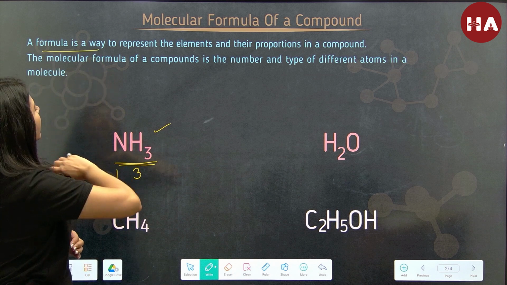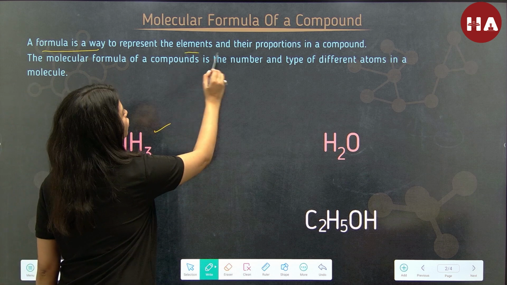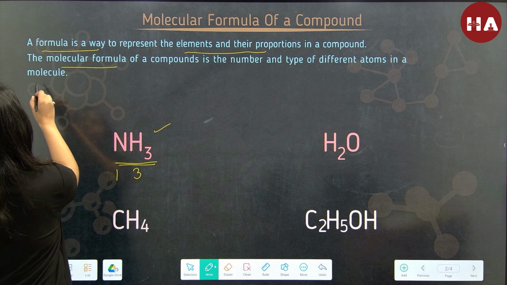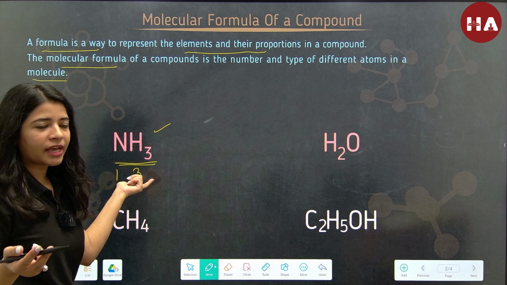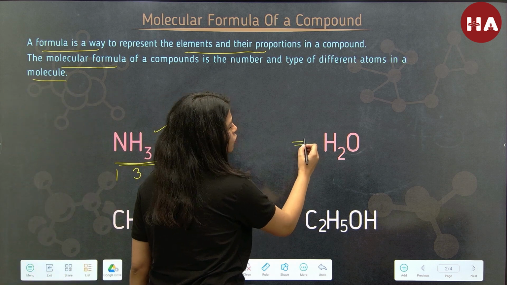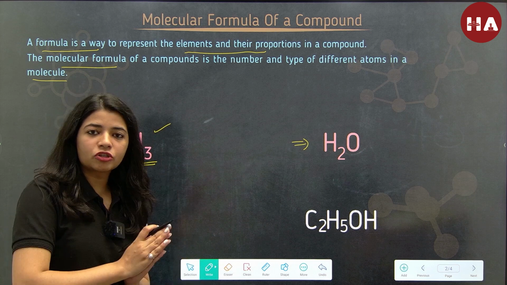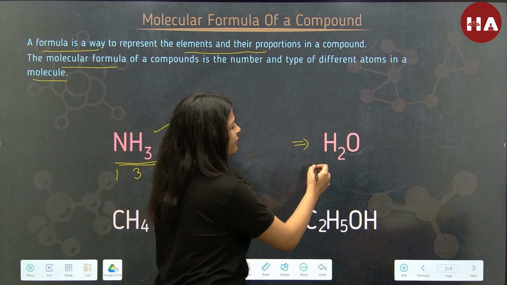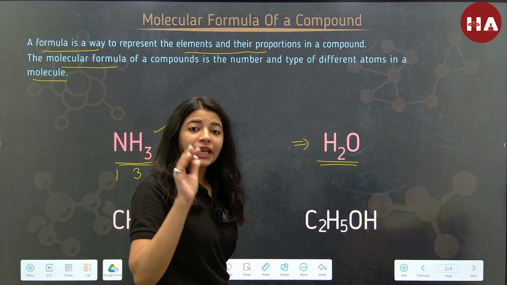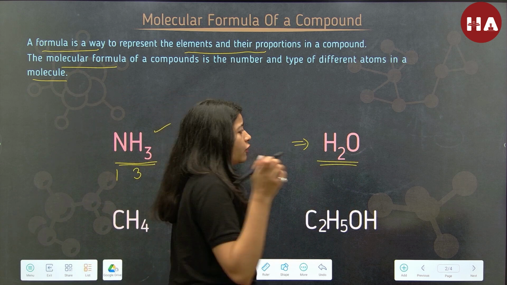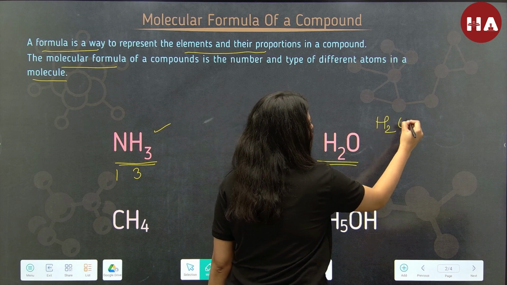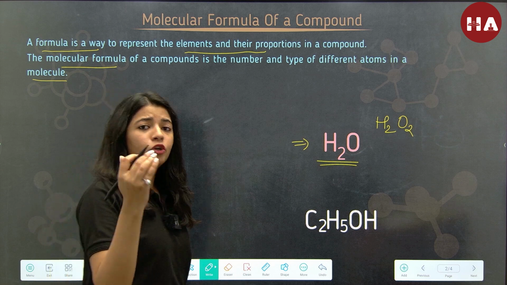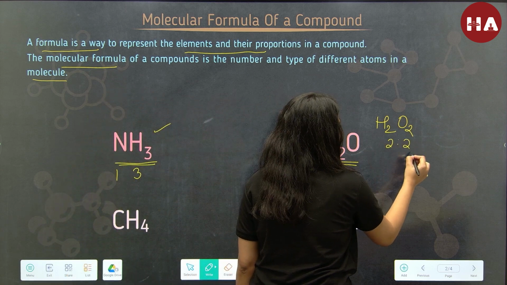A formula is a way to represent the elements and their proportion in a compound. The molecular formula of a compound is the number and type of different atoms in a molecule. For example, NH3, ammonia, as we have already discussed. Next example is H2O, or water. In this, hydrogen and oxygen are present in a 2:1 ratio. If I change the ratio, then the nature of the complete compound will also change. For example, if I say H2O2, here the ratio of hydrogen and oxygen is 2:2, which if I simplify becomes 1:1.